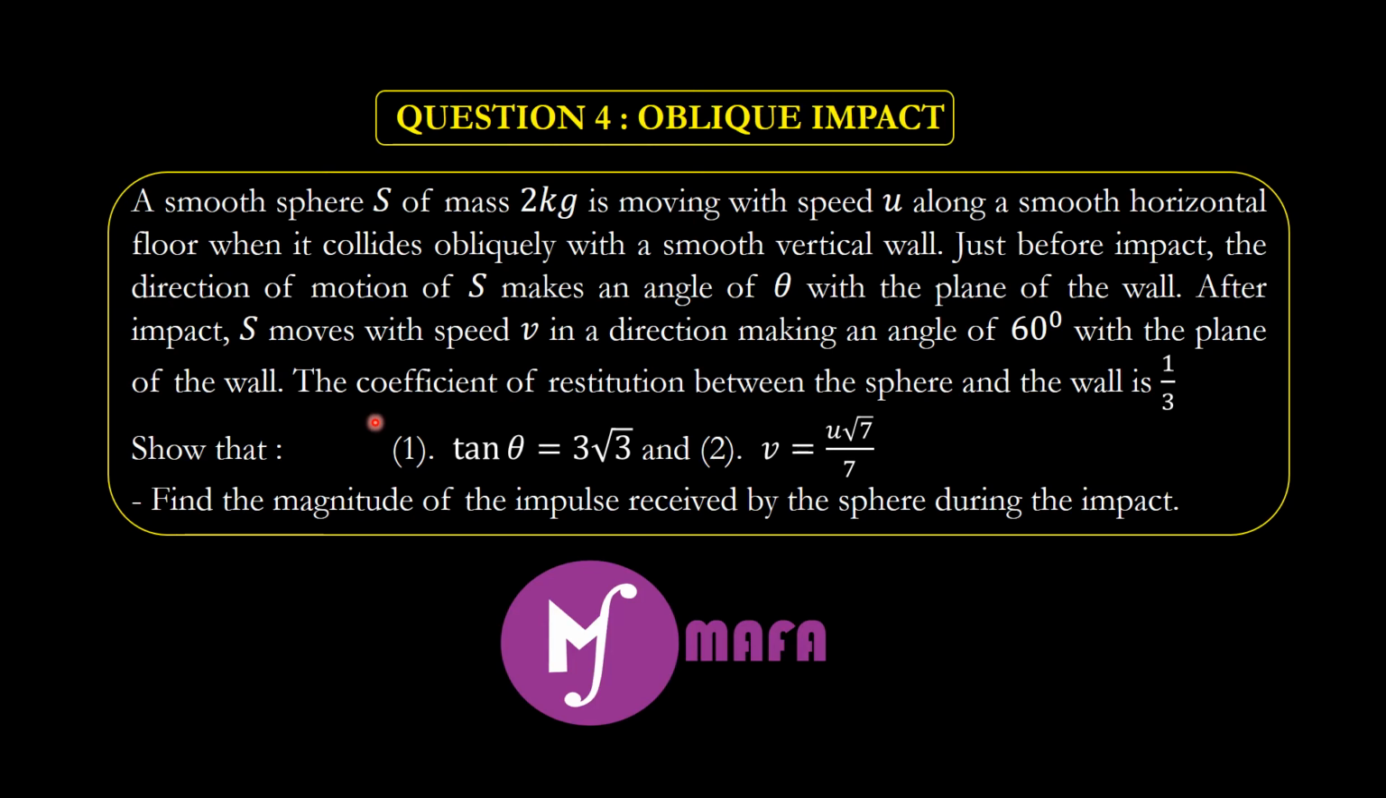The coefficient of restitution between the sphere and the wall is 1/3. Show that 1, tan theta is 3√3, 2, v is equal to u√7/7. Finally, find the magnitude of the impulse received by the sphere during the impact.